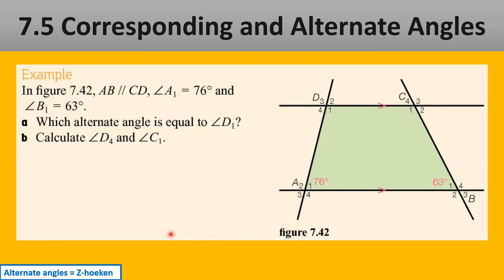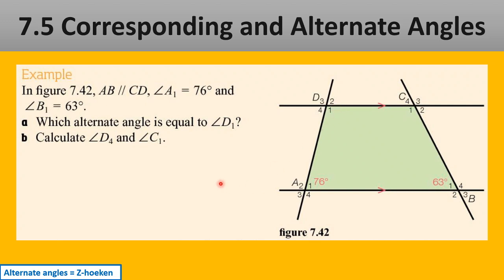Okay, let's put this into practice. In figure 7.42, AB is parallel to CD. That's what those lines mean. They also state that in the picture. Angle A1 is 76 degrees and angle B1 is 63 degrees. First, a theoretical question: which alternate angle is equal to D1? So I have an angle right here. Which alternate angle is going to be equal to D1?